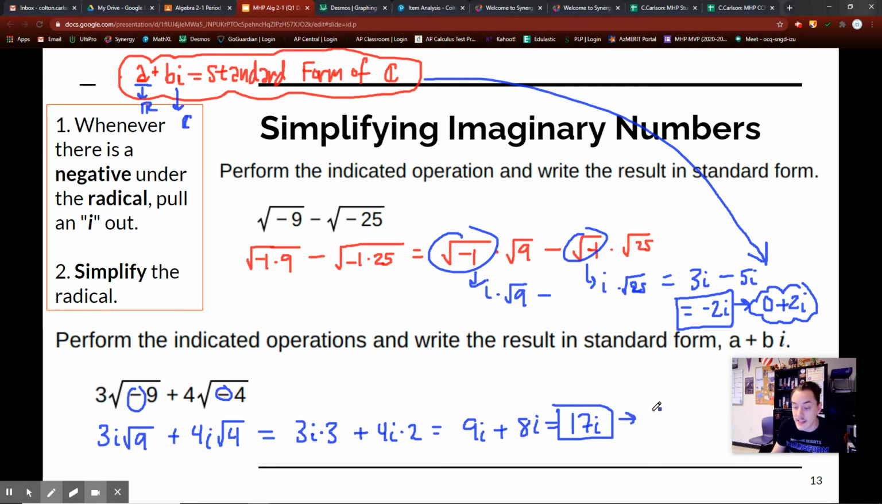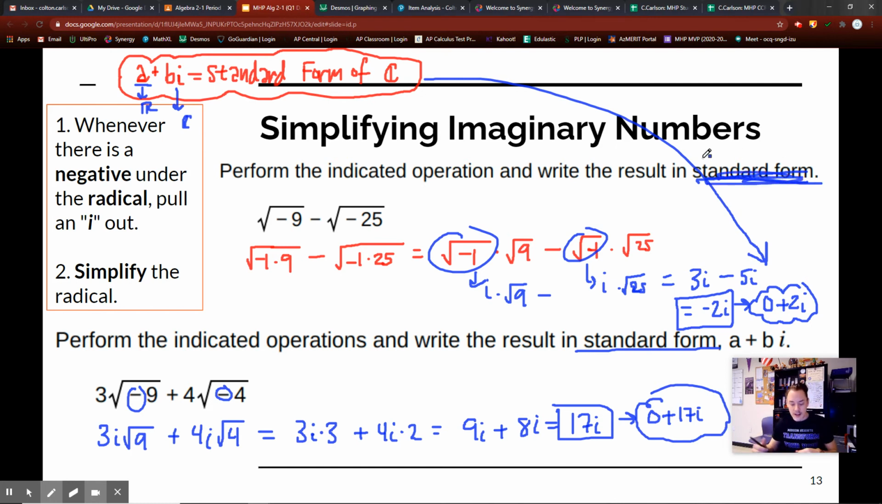And if you really wanted to get technical, 0 plus 17i. Boom. It does say write in standard form. That's why I'm writing it in standard form. It does say that, so that's why I am writing in standard form. Okay? Just letting you know.